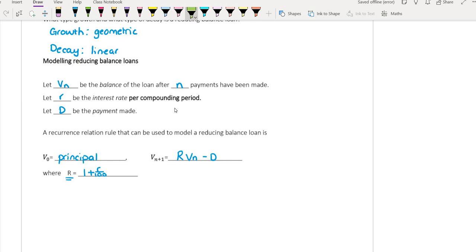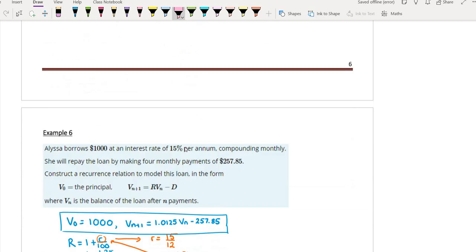So in a recurrence relation, this is what it would look like. Vn plus 1 equaling some sort of interest rate being multiplied by your current value. That is the interest rate of the loan. But then we're taking some money away from the loan. So we're paying off the loan by making some regular payments.